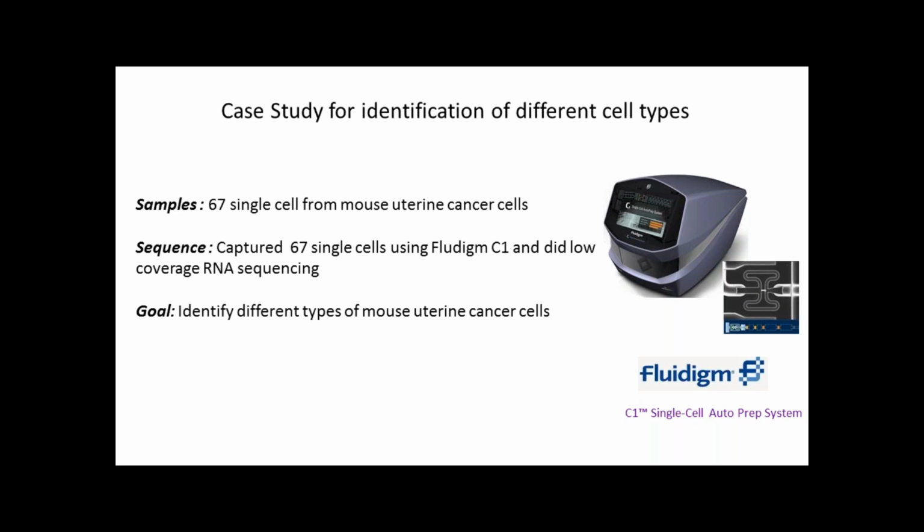First, I want to show the case study for identification of different cell types. The sample I use is mouse uterine cancer cells. I use the Fluidigm C1 single-cell system to capture 16 or 17 single cells, and then amplify the cDNA and prepare the library for low coverage RNA sequencing. After getting the sequence data, we can identify the different cell types of the mouse uterine cancer cells.